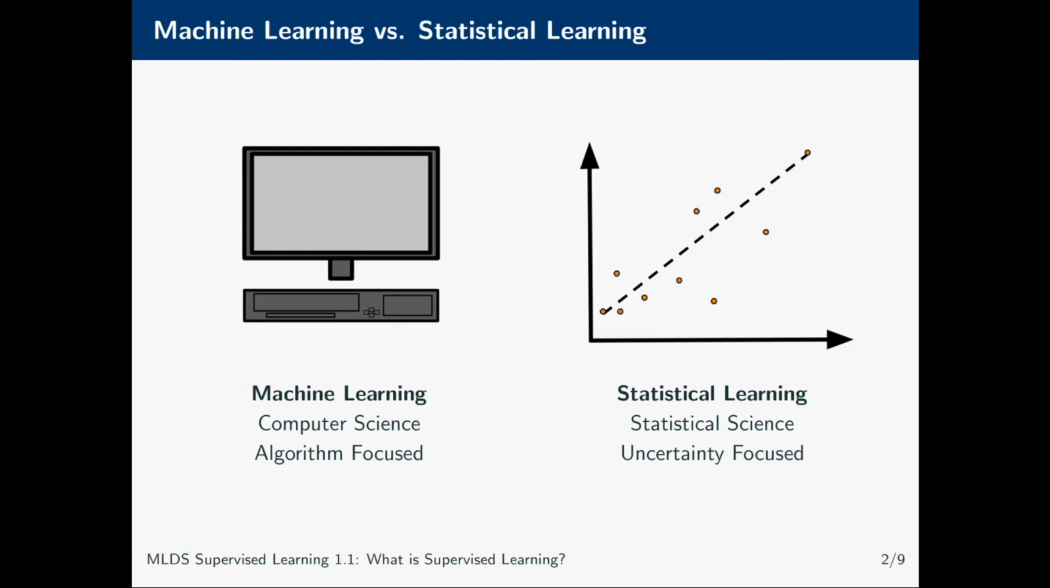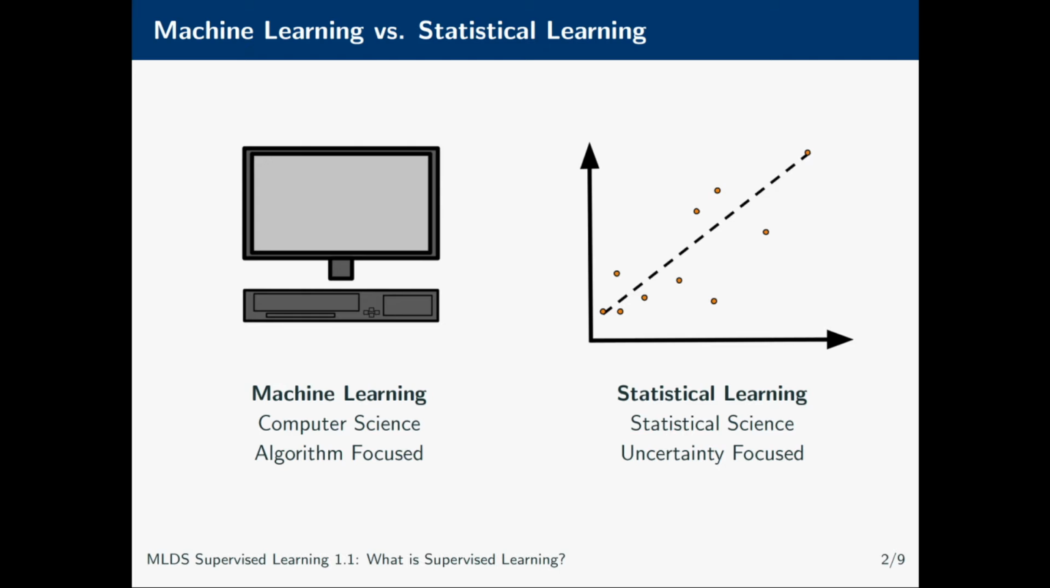Machine learning tries to solve learning problems by drawing on techniques from computer science, such as algorithmic design and optimization methods. Statistical learning, on the other hand, approaches the same problems by drawing on techniques from frequentist or Bayesian statistics. As one might expect, there's a great deal of overlap between these approaches to learning problems.